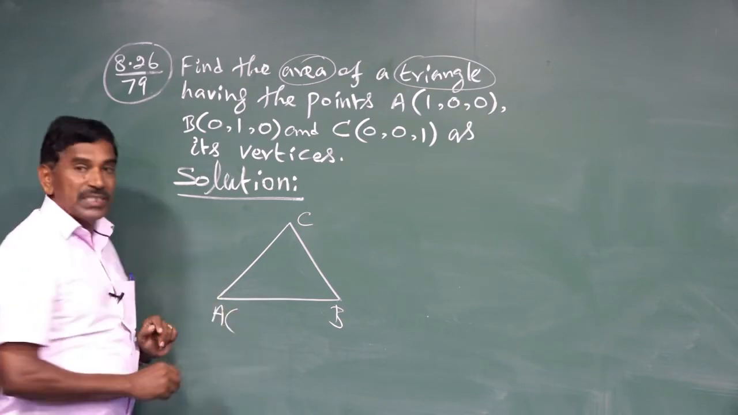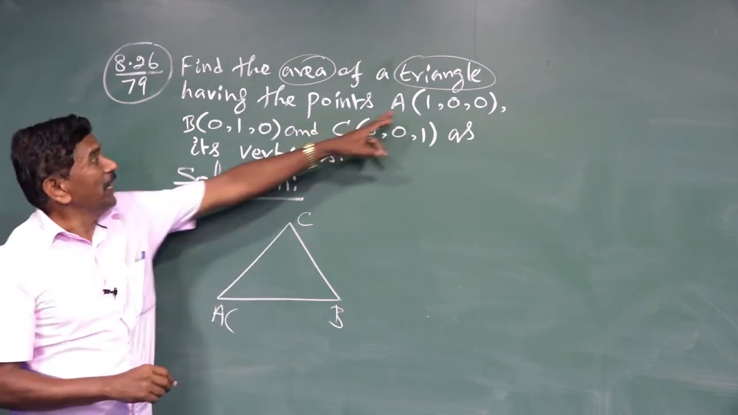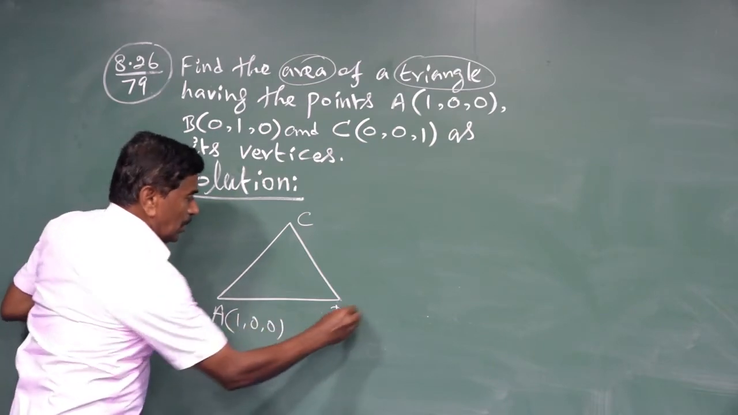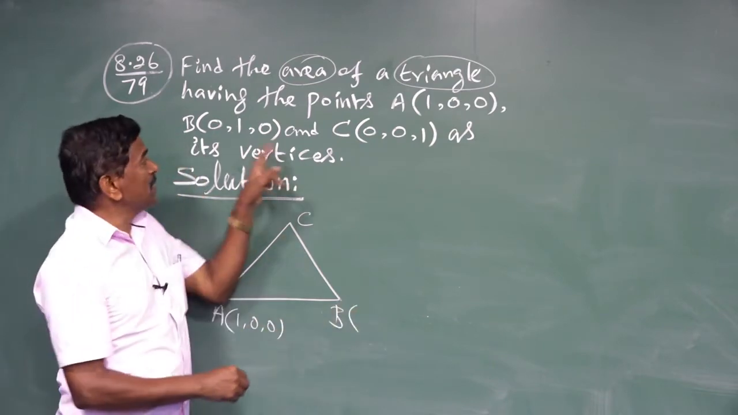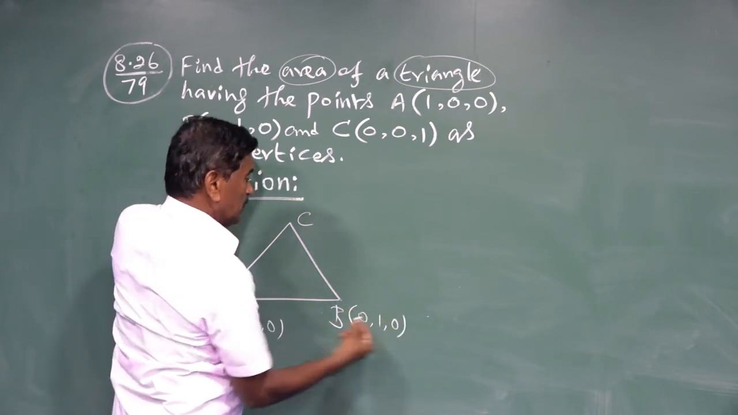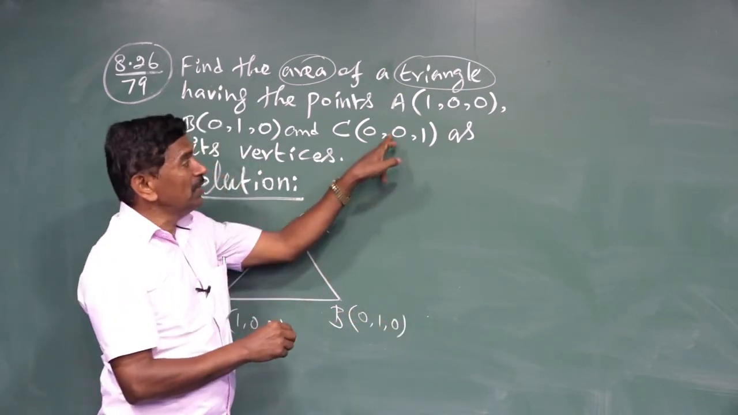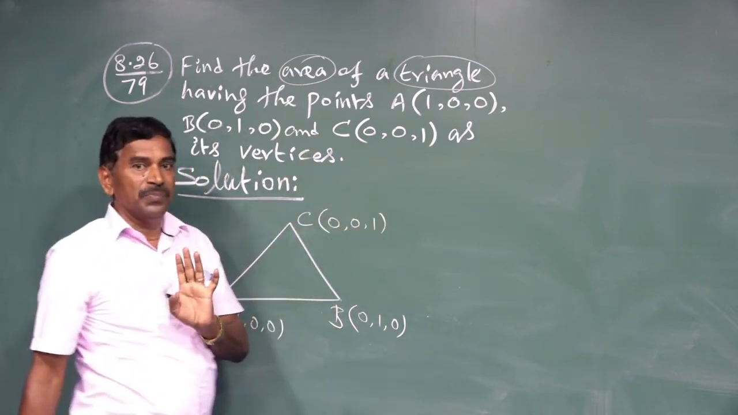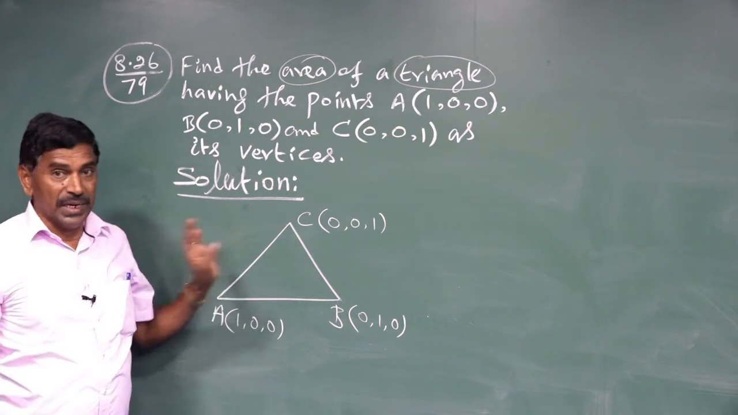Therefore, can you tell me what is A? Yes, A is the point (1, 0, 0). B is the point? Yes, B is the point (0, 1, 0). C is the point? Yes, (0, 0, 1). Ready? Now the question is the area of the triangle.